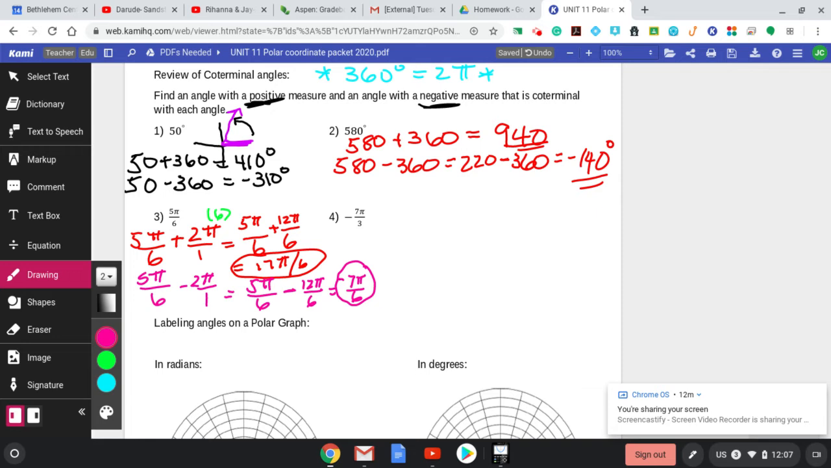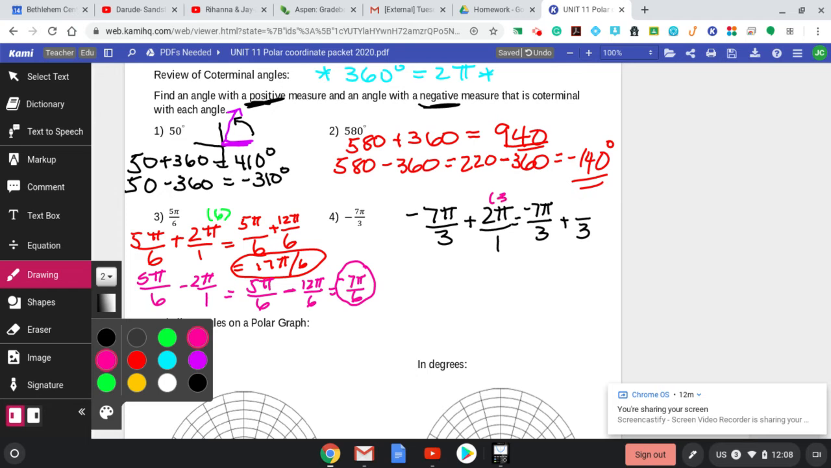All right, let's do it again. So now I have negative 7 pi over 3. Let's add 2 pi to it. So my common denominator now will be 3. Negative 7 pi over 3. Now what do I have to multiply 1 by? I've got to multiply it by 3. So now that 2 pi is going to change into 6 pi. So now it should end up being negative pi over 3. There's my negative answer.